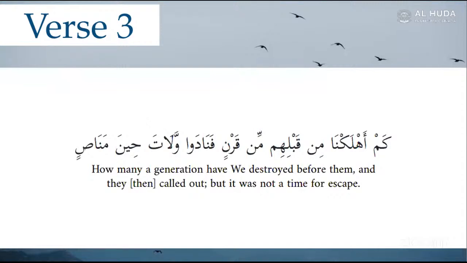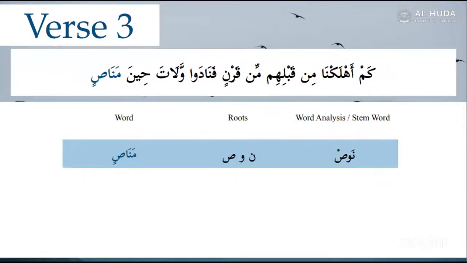So wala tahina manas, but it was not at all, no longer, a time for escape. The term manas from noon waw sad. Naus means to run away, to escape from the enemy. So this can be understood in the meaning of masdar, manas, meaning escaping, or as ism zarf, time or place of escape. So there was no time left for their escaping.